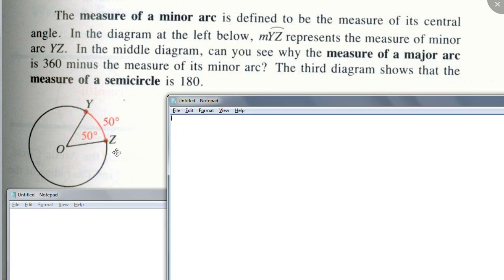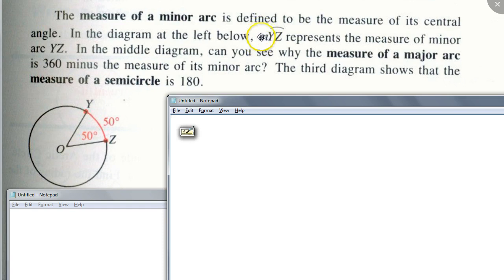Class? 50 degrees. So by definition of measure of the minor arc, guess what the measure of this minor arc is? 50 degrees. Okay, so that's really easy. It's the exact same angle measure as the central angle. Is that okay?